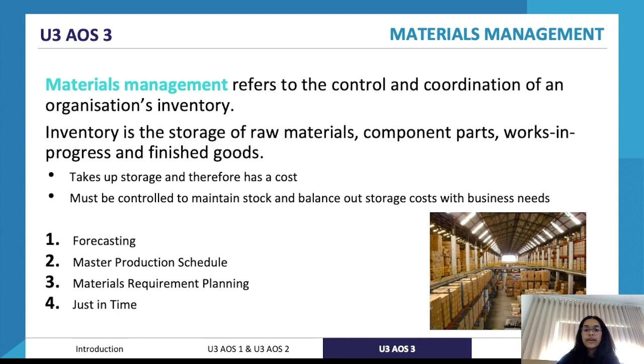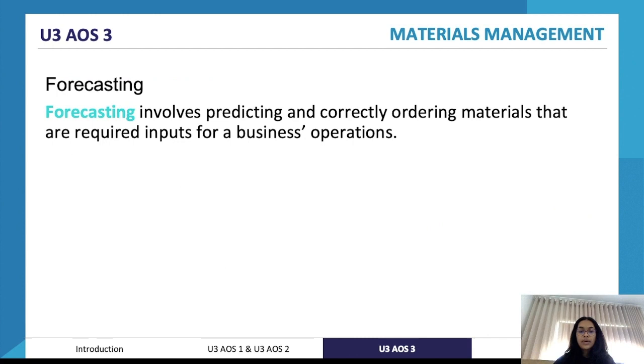So with materials management, we need to know 4 strategies. We need to know forecasting, the MPS and MRP, and also just-in-time. Forecasting. When we're looking at forecasting, it's about predicting and correctly ordering materials that are required inputs for the business's operation.